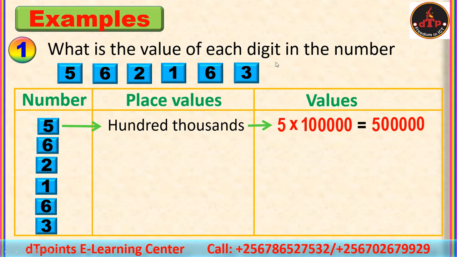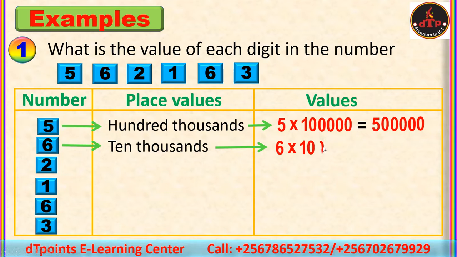What is the value of each digit? We have already seen the value of 5. It is 500,000. Now let us look at 6. The arrow is there. The place value is 10,000. We can proceed to find the value. We shall say 6 times 10,000. You put 3 zeros. Equal sign. That is 60,000. So the value of 6 is 60,000.